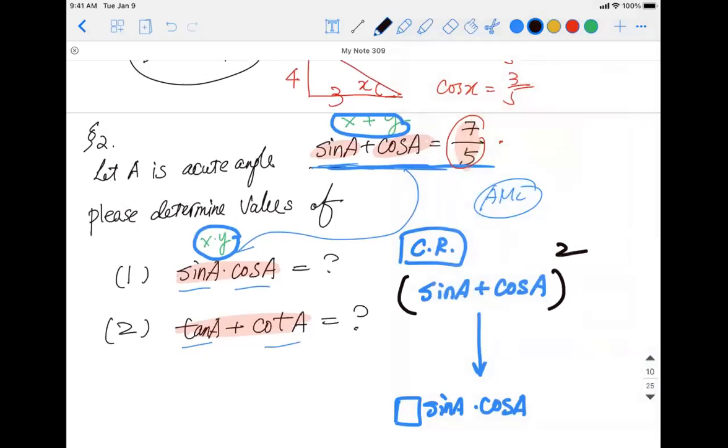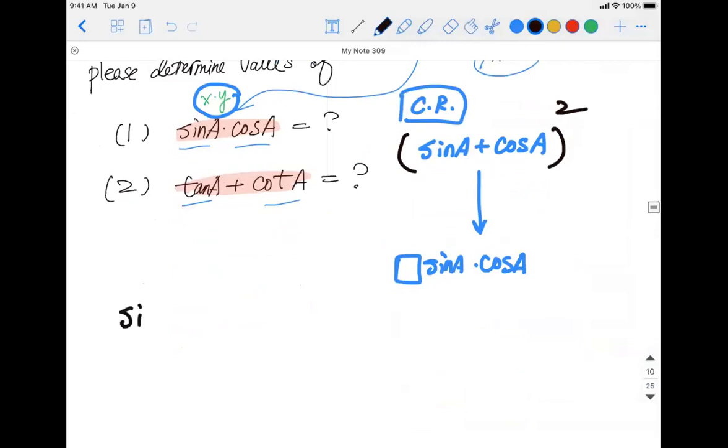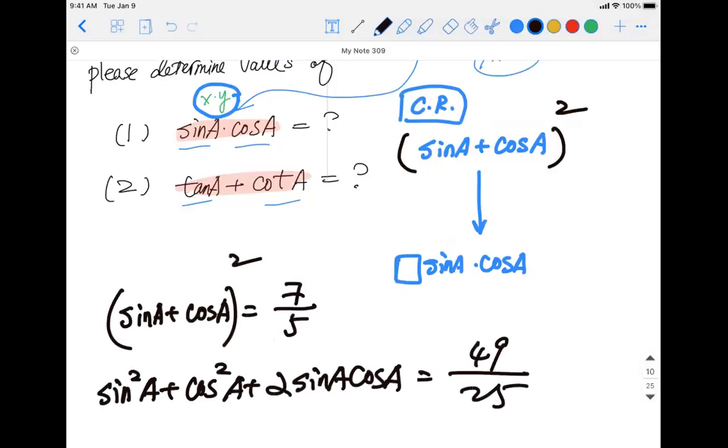As long as I keep telling you these conditional reactions one by one, you will be able to get a hang of it and solve some difficult problems. So let's have a look. Sine A plus cosine A equals 7/5. Let's do a perfect square: sine squared A plus cosine squared A plus 2 sine A cosine A equals 49/25, right?